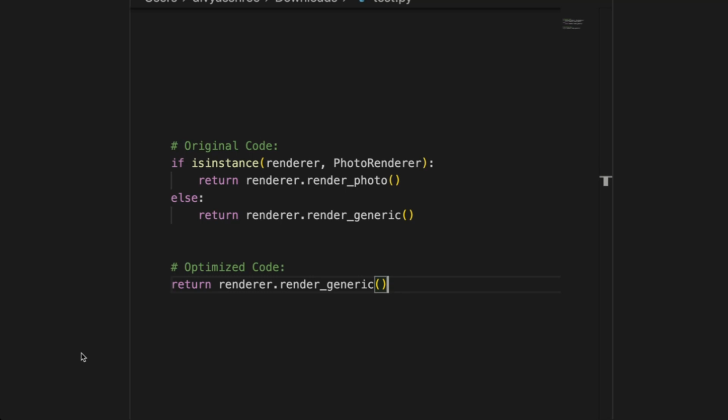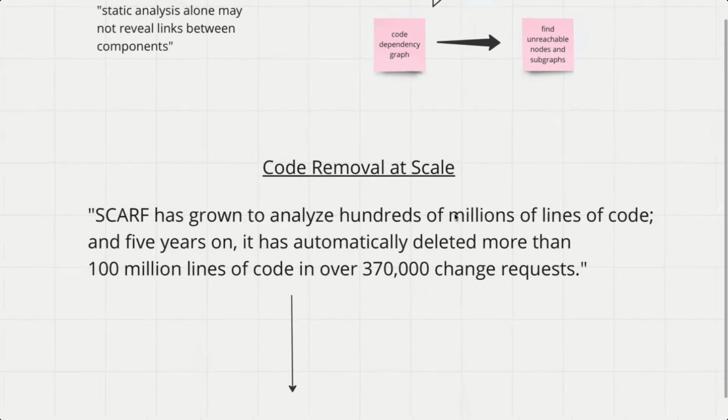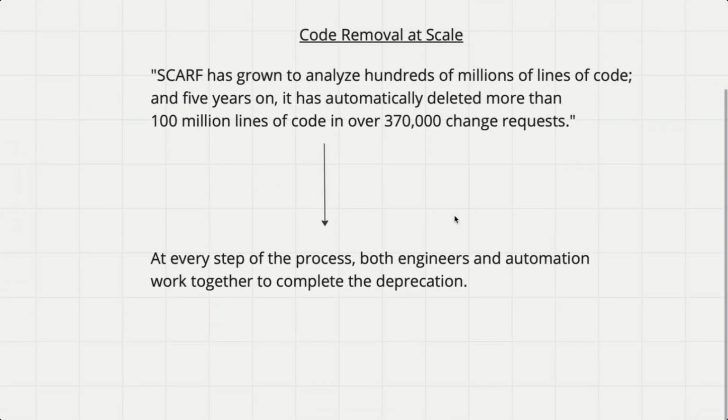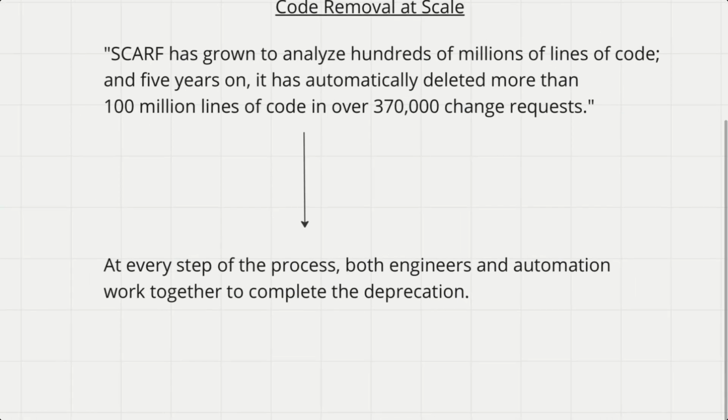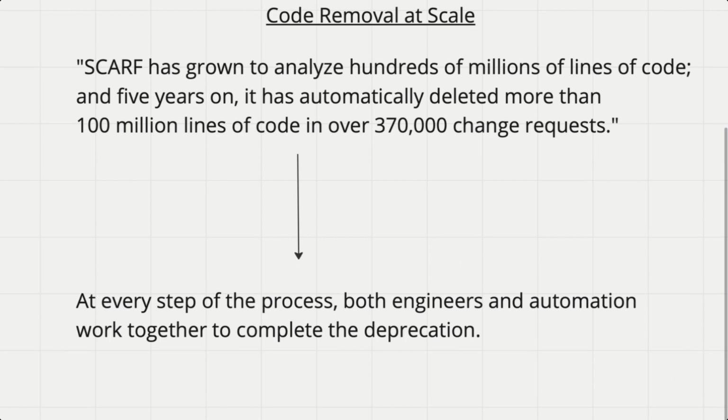Now, this is a very simple if-else check. What about code removal at scale? Sometimes when you do things at scale, false positives are bound to happen. These false positives are caught by engineers during code review, which is triaged, and then used to improve how SCARF performs. So SCARF is a continuously learning tool that takes in new sources and figures out dynamic instances of code removal.